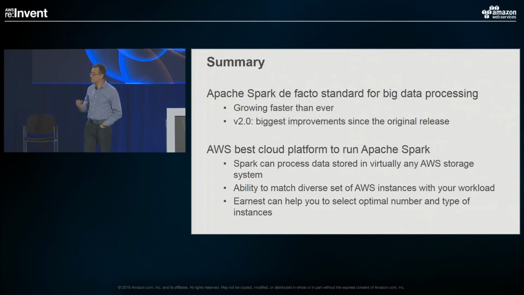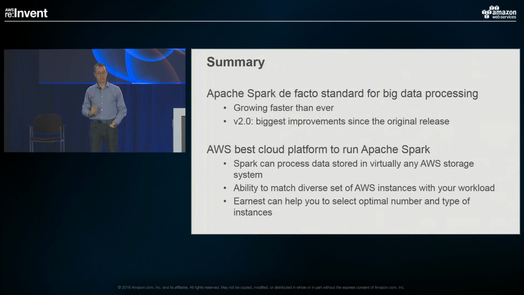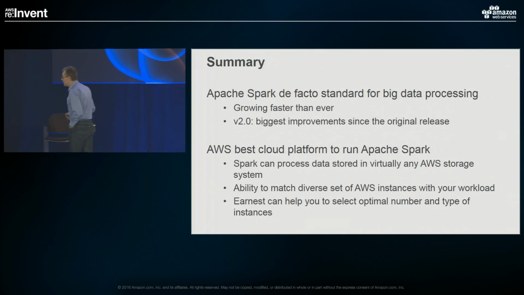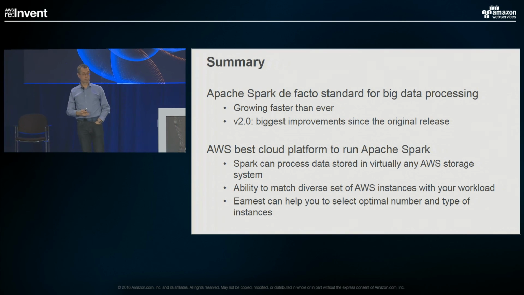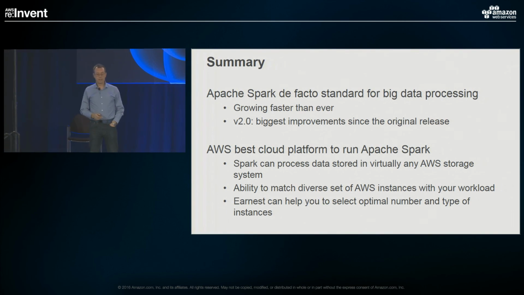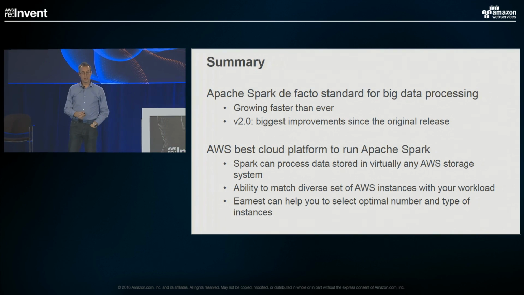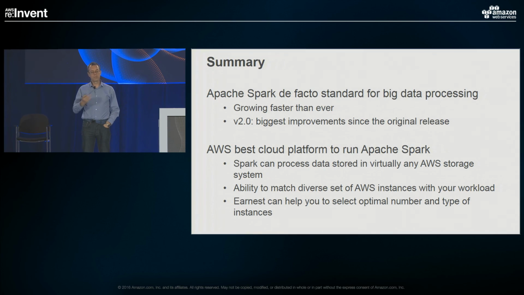And like Rahul said, Apache Spark is a computation engine. It's not a storage engine. It can process data from any storage you have. Anywhere you have your data stored in AWS, you can use Apache Spark to process it. It can take advantage, for different workloads, of all these AWS instances you can choose from. And I just showed you this tool, Ernest, which can help you select the optimal number and type of instances for your particular job. So with this, I think we have time for a few questions.